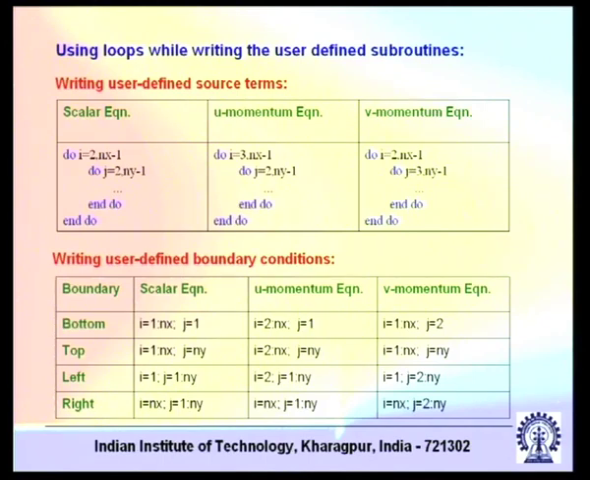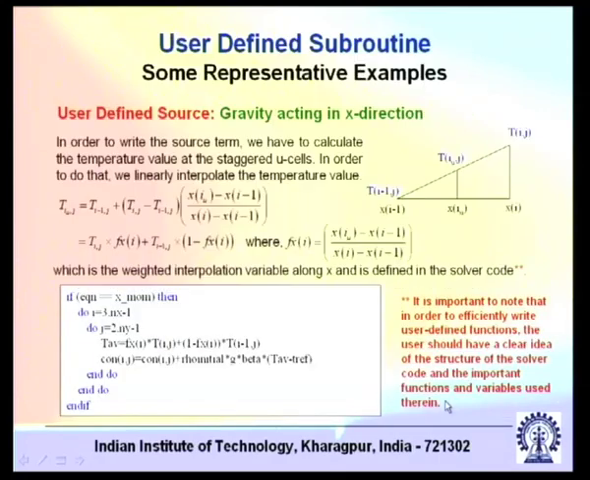So i equal to 1 to nx for the bottom. Remember that the horizontal line we are considering as x and the vertical line as y. So for the bottom, i equal to 1 to nx and j equal to 1. The top will be j equal to ny, left will be i equal to 1 and right will be i equal to nx. So this is for the scalar equation. For the u momentum equation, i will be from 2 to nx, not 1 to nx, that is the only difference, and for the v momentum equation j will be from 2 to ny, that is the difference.